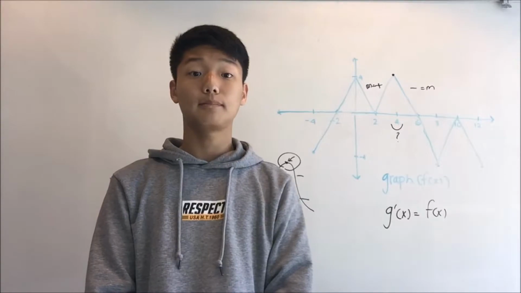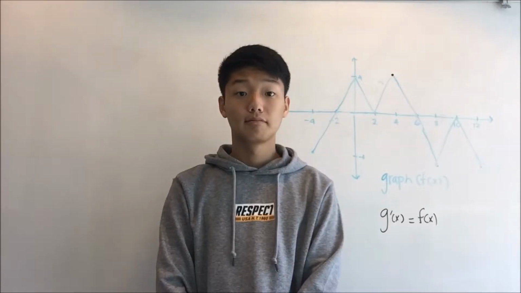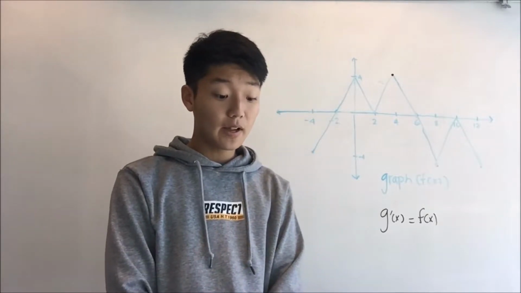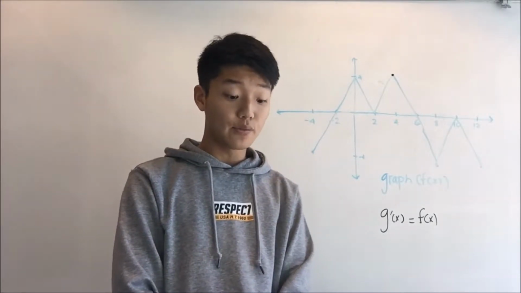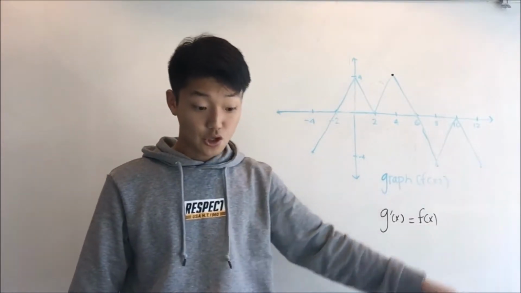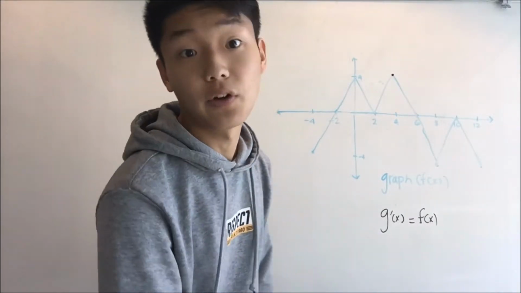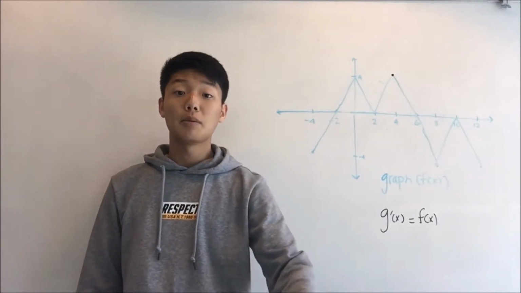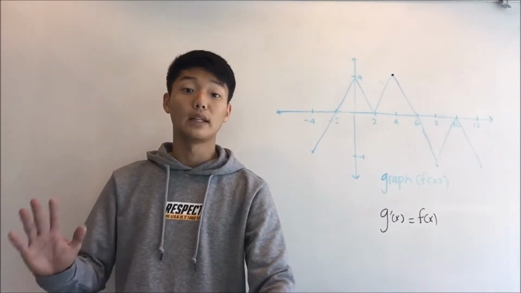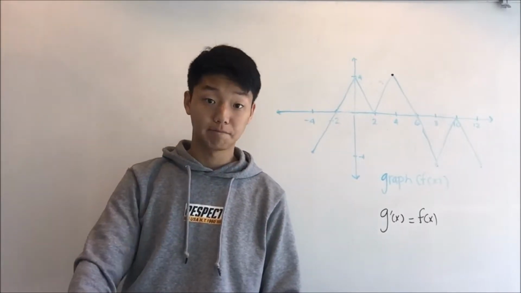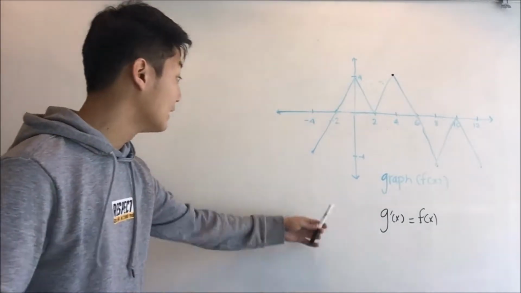Part C. Part C says, find the absolute minimum value and absolute maximum value of g on the interval -4 to 12. Justify your answers. Oh, they always say justify your answer. I hate that. So, remember, it is absolute minimum and absolute maximum, not relative, absolute. So it has to be the highest and the lowest.